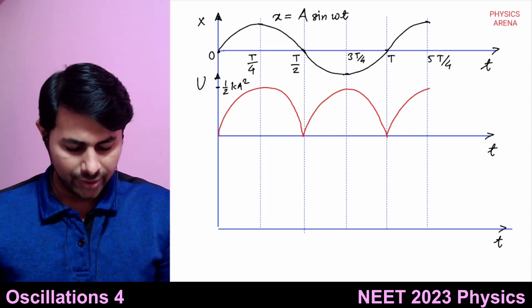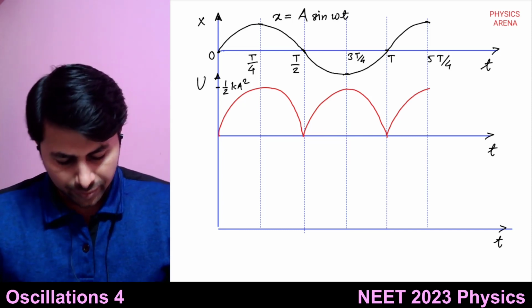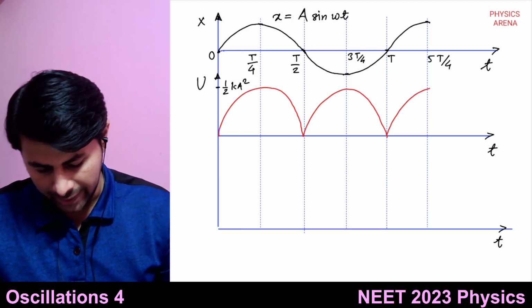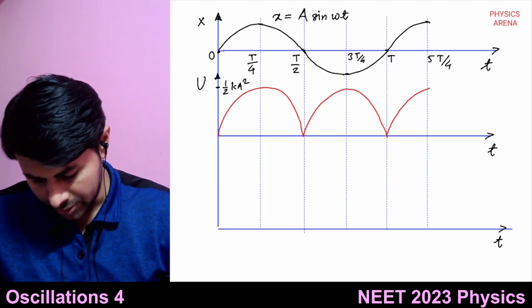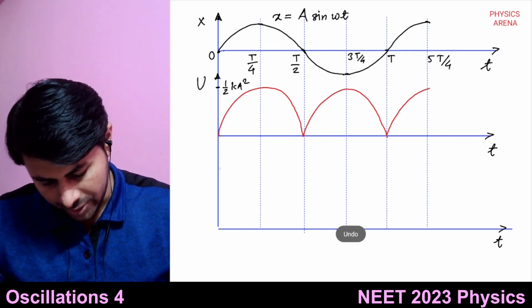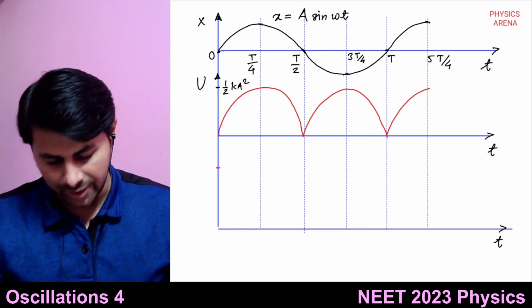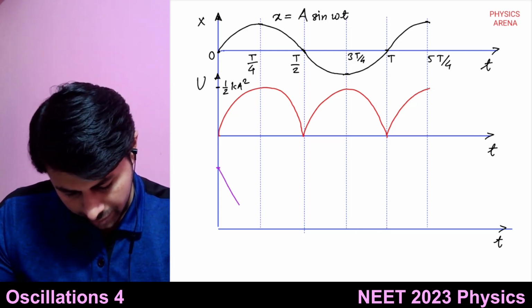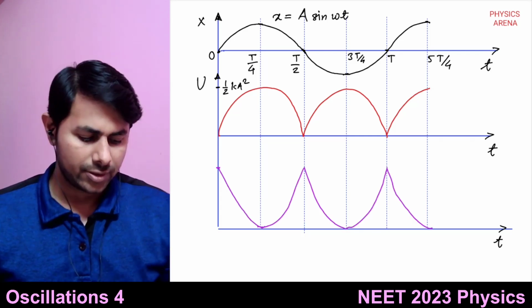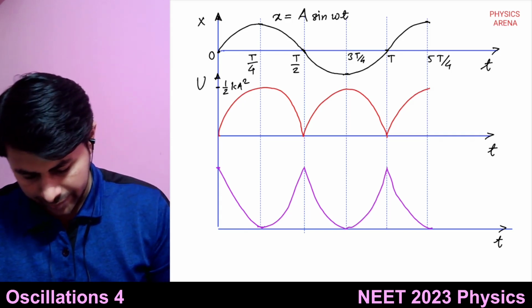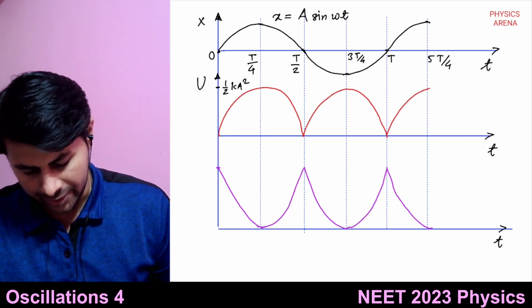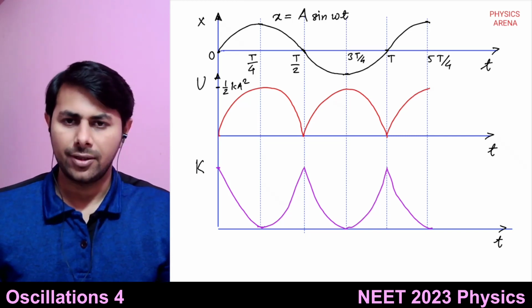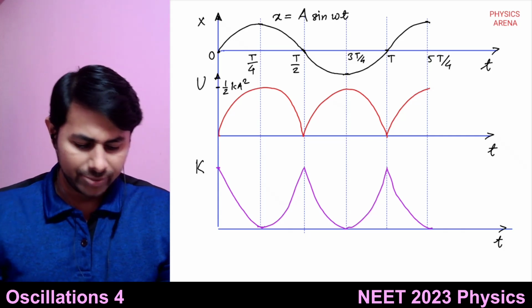Okay, and what about kinetic energy? So the graph of kinetic energy will be like this. Let me use a different color. Peak values for both of these will be the same, half of k into a square only. So this will be the graph of kinetic energy K versus t. Are the two graphs clear?